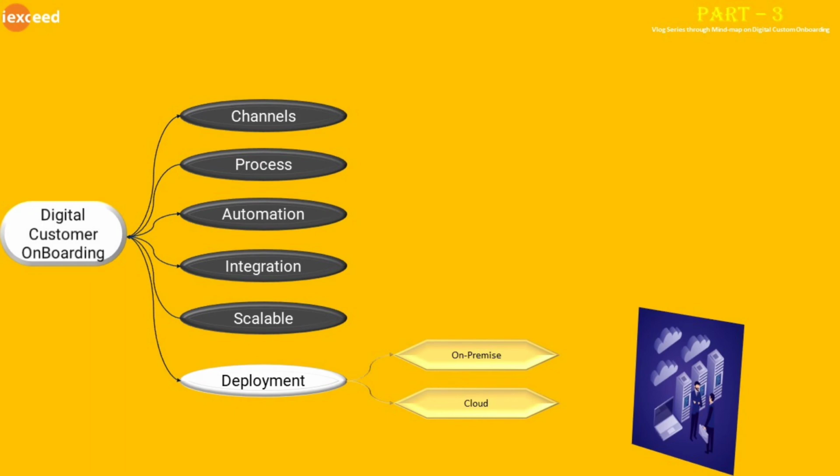Next comes deployment. The solution which is getting implemented should not be rigid to work on a specific environment, but should be compatible across both on-premise ecosystem as well as cloud ecosystem, so that based on the bank's specific interest, it can easily lift and shift to the respective environments.